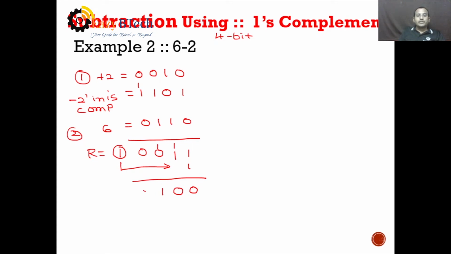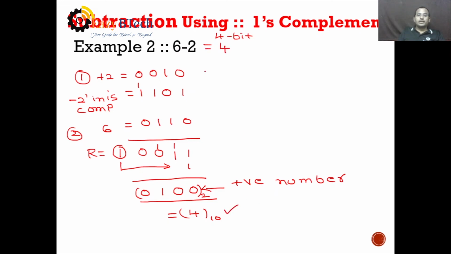So 1, 0. So whenever we get a carry using the one's complement method, we add that carry to the result, and the result indicates it is a positive number. What is the corresponding decimal equivalent for this? The decimal equivalent for 0100 is 4. So what do we get if we do the subtraction 6 minus 2? It is 4, right? Both are correct. You can cross-verify the result in this way also.